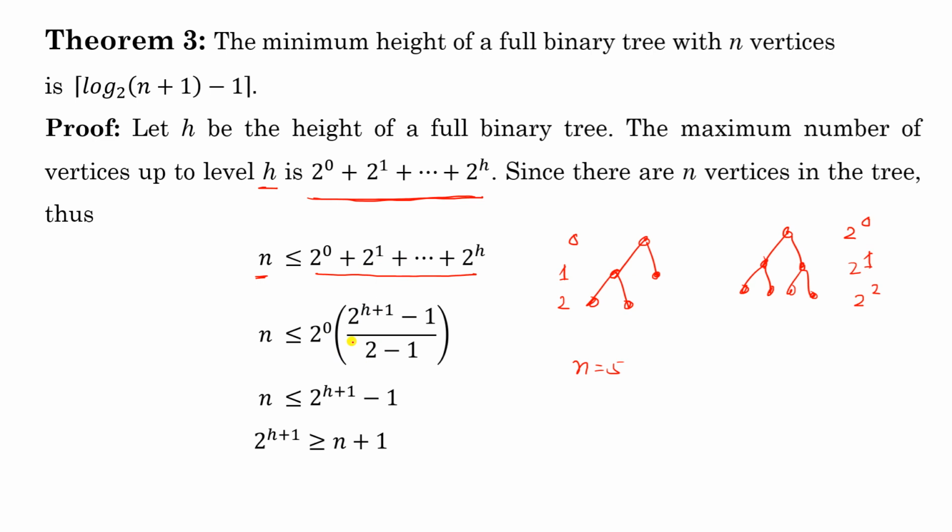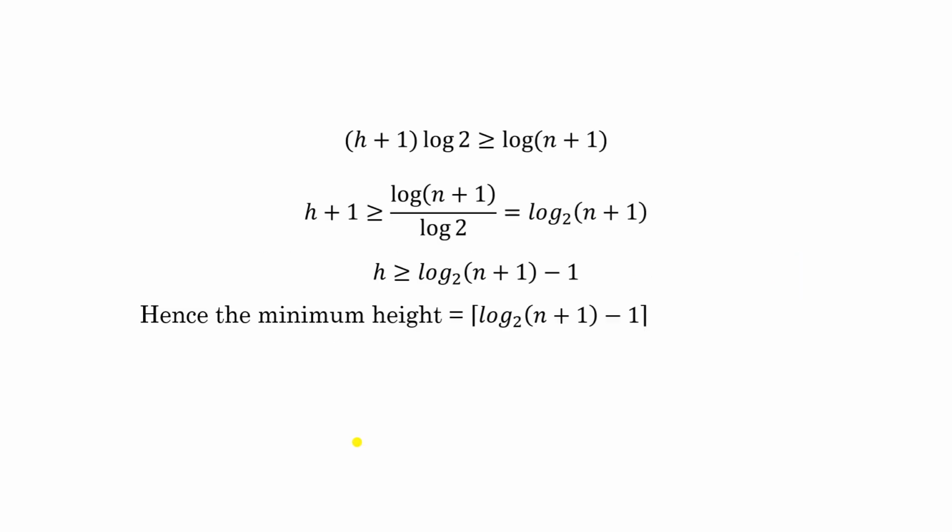Further simplifying, you will get n less than or equal to 2 raised to power h plus 1 minus 1. And on further simplification, you will write 2 raised to power h plus 1 greater than or equal to n plus 1. Now take log on both sides, then you will get this expression. Further you can write h plus 1 greater than or equal to log(n plus 1) by log 2, and this expression can be written as log of n plus 1 at base 2. So h is greater than or equal to log base 2 of (n plus 1), minus 1. So this is the height h.